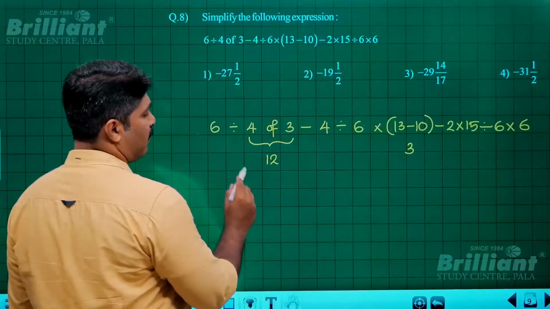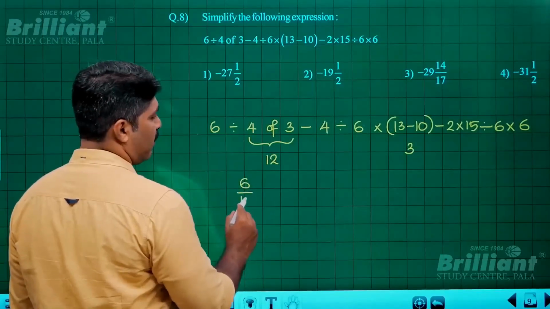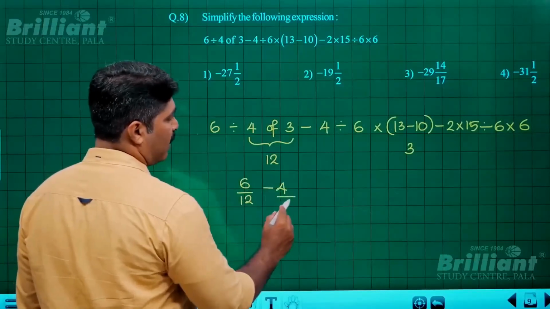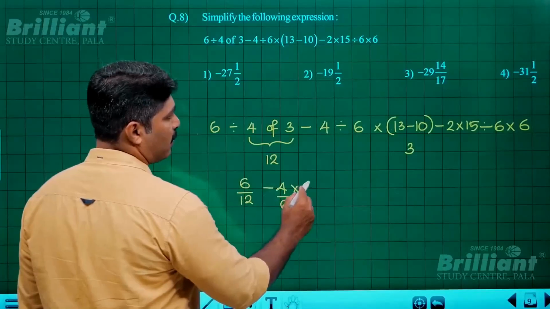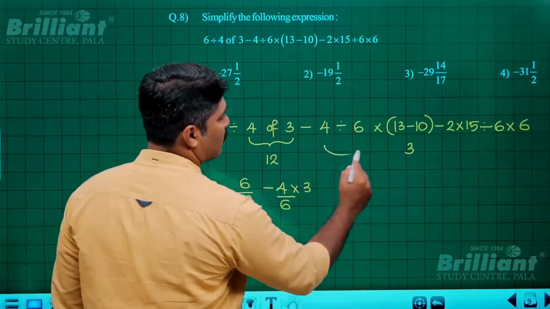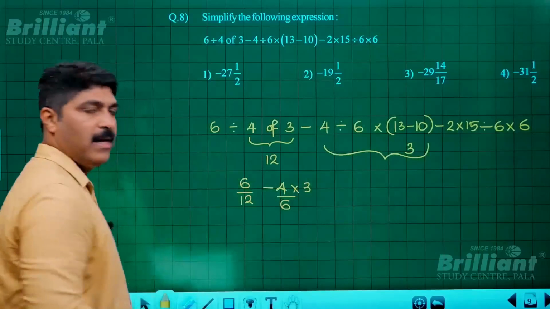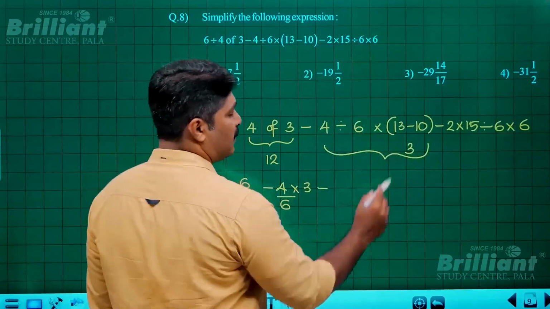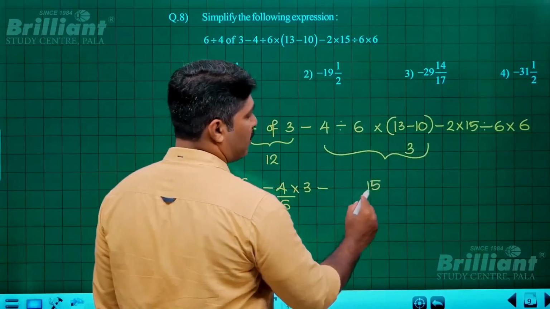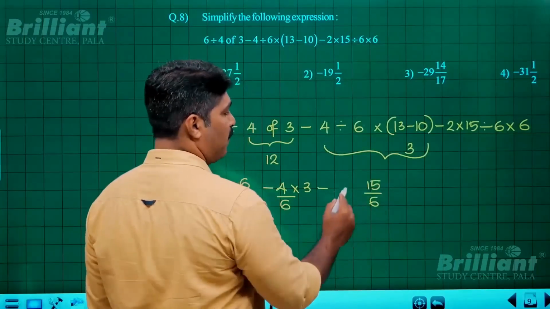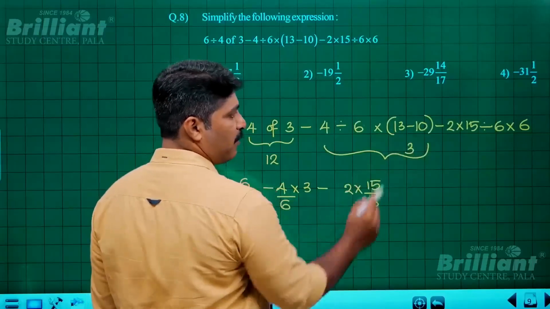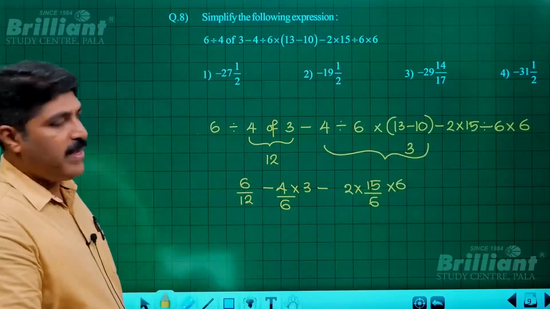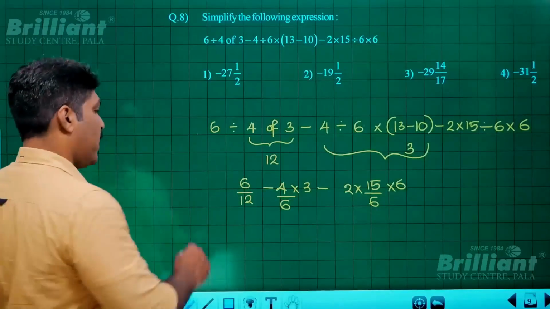So this first step we can write as 6 divided by 12, minus 4 divided by 6 into 3. Consider these two steps entirely. We can write it like this: minus, there is a division, and that division is nothing but 15 by 6. But before that, there is a 2, so 2 into 15 by 6 into 6. So this is the step of operation. We can deduce the steps of operations like this.